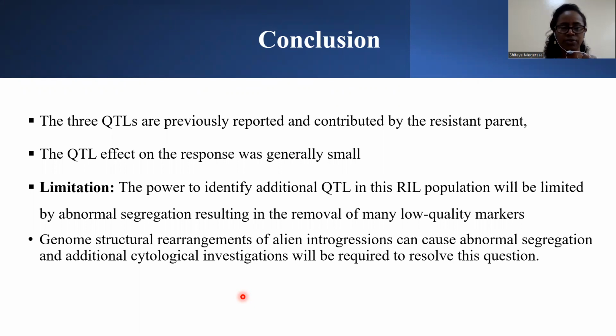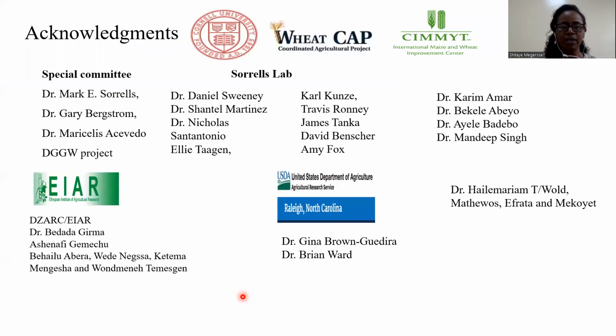The limitation of this study is that the power to identify additional QTL in this population will be limited by abnormal segregation, resulting in the removal of many low quality markers. Genome structural rearrangements of the landrace can cause abnormal segregation, and cytological investigation will be required to resolve this question, because this landrace was an old collection and it may have undergone some chromosomal rearrangements.